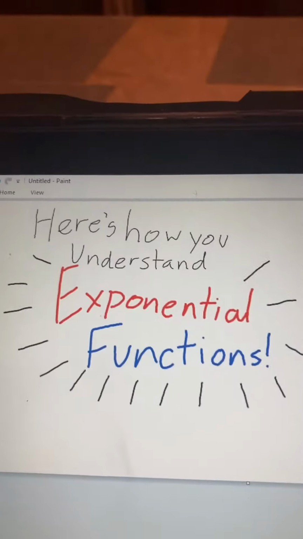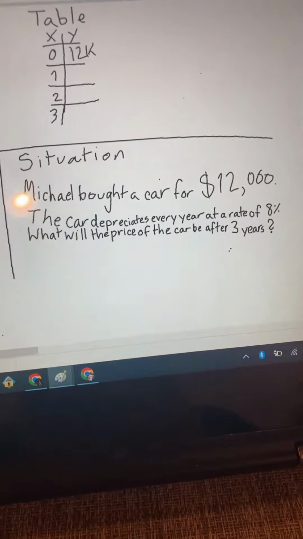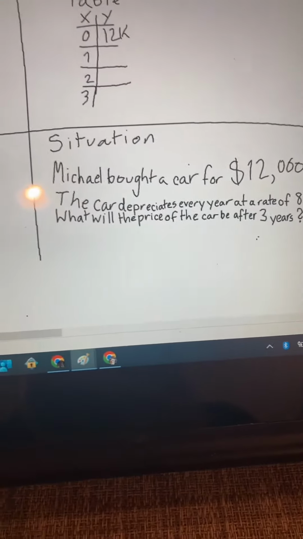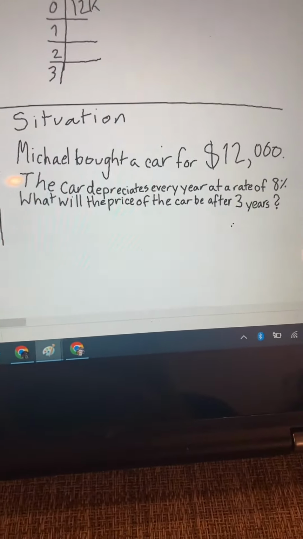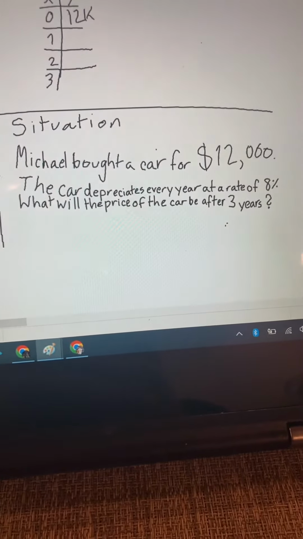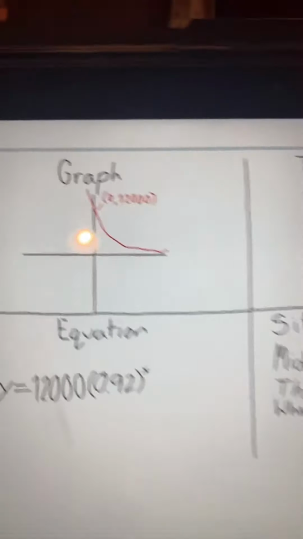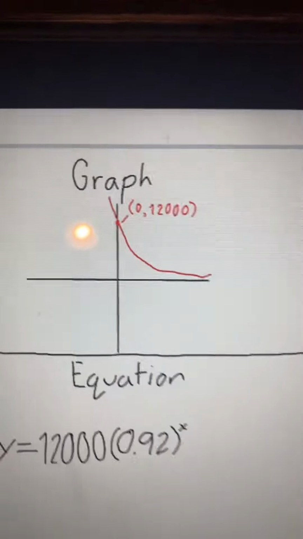Here's how you understand exponential functions. Now, for the situation, you will need to include three key components: your starting value, your growth or decay, depending on whether your graph will be positive or negative, and then your time. Basically, to find the starting value, you would have to refer to a graph. And your starting value would be the y-intercept.